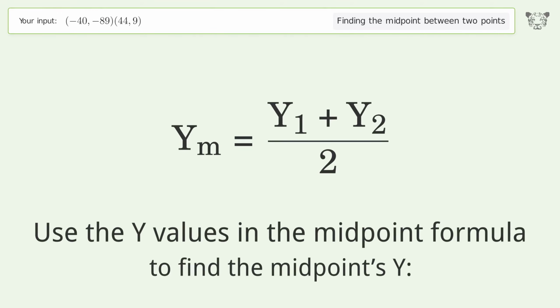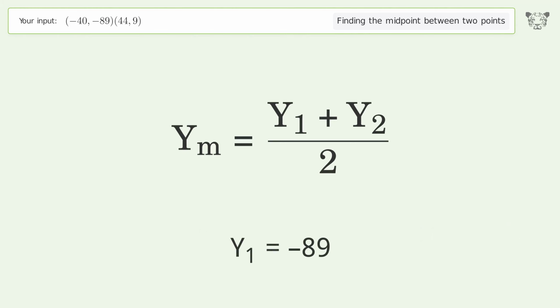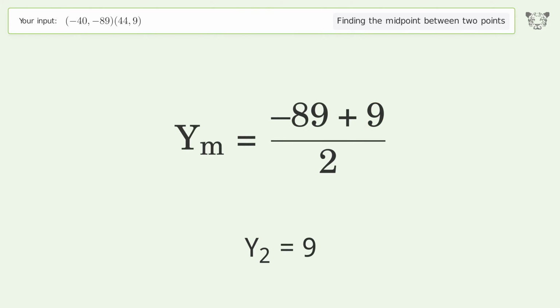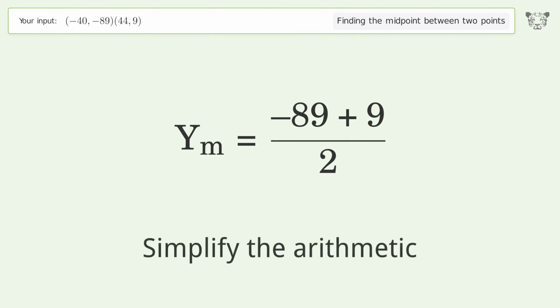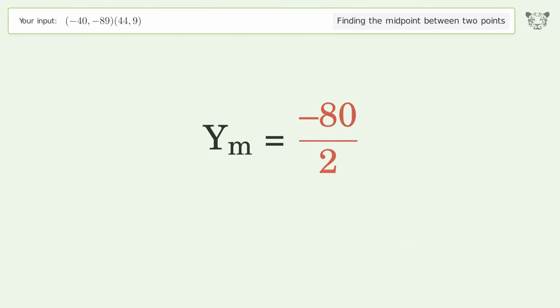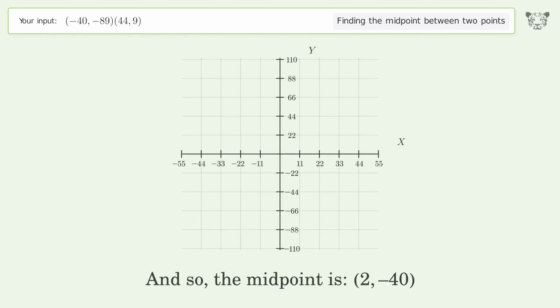Use the y values in the midpoint formula to find the midpoint's y. y1 equals -89. y2 equals 9. Simplify the arithmetic. And so, the midpoint is 2, -40.